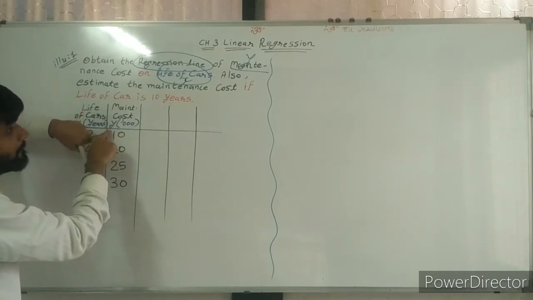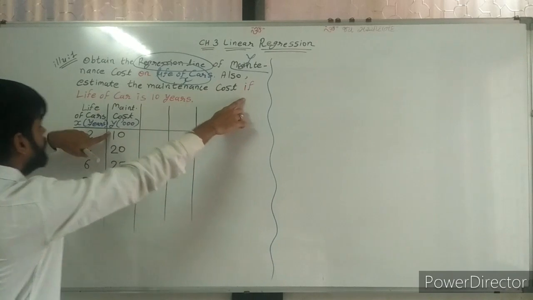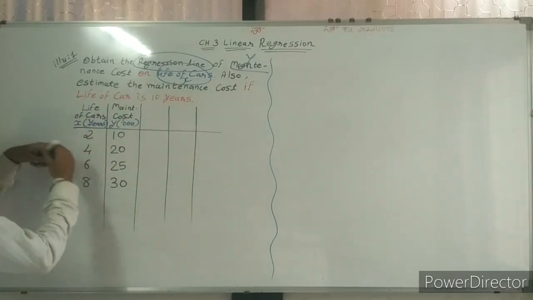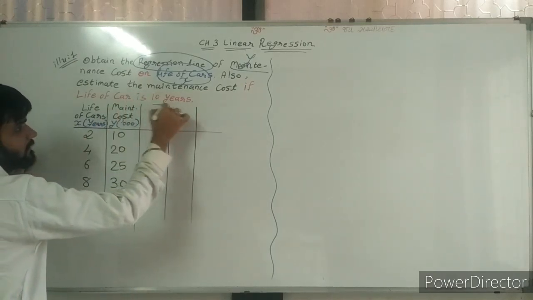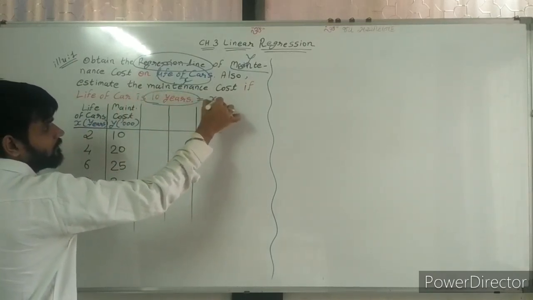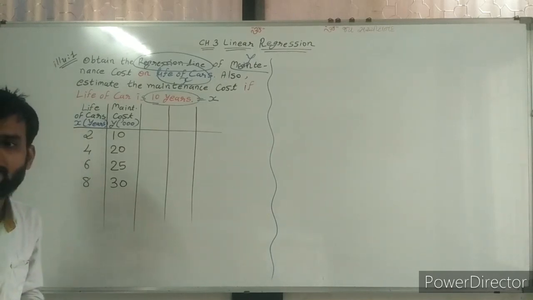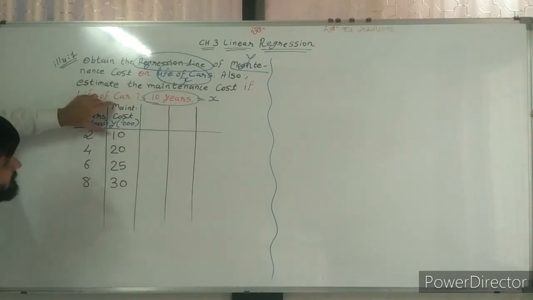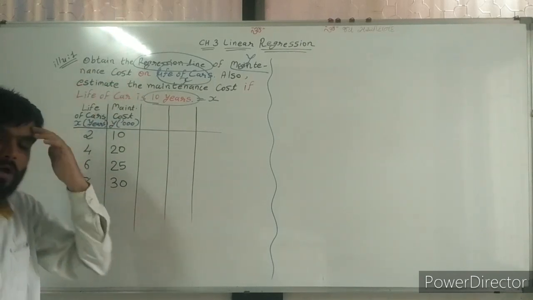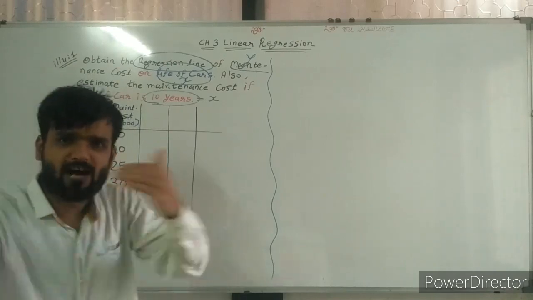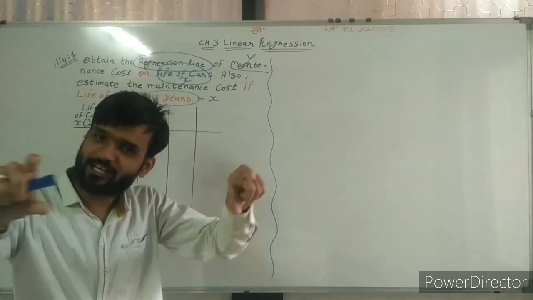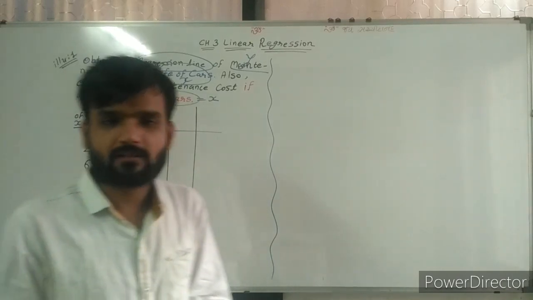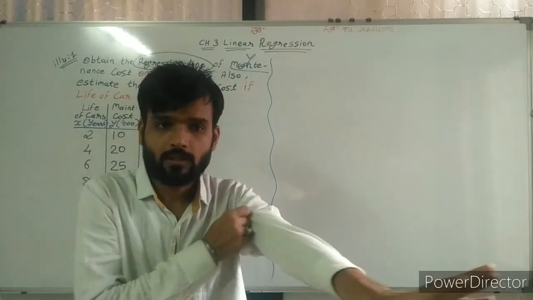Why? If, say, life of car is 10 years, it means that is the value of x. If life of car is 10 years, then what is the maintenance cost? We need to estimate it, but that is possible only after making the regression line. Simple. Now we are continuing with the sum. This is the question.